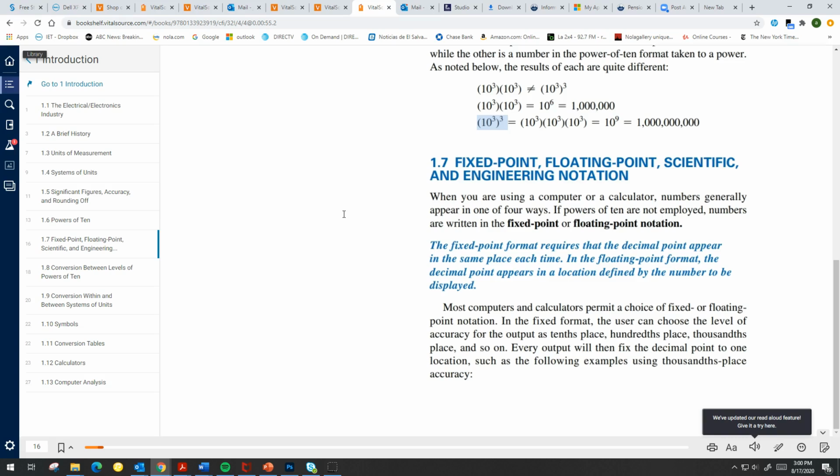In the floating point format, the decimal point depends on the numbers, and its location is defined by where it's to be displayed. Most computers and calculators give you that option, whether you want the answer as fixed point or floating point. For example, if you're manipulating numbers in your calculator and you always want the answers in thousands, no matter what the numbers are, then you choose the fixed point format and your numbers will always show up as thousands. In the floating point format, however, that decimal point is going to change. That's the difference.